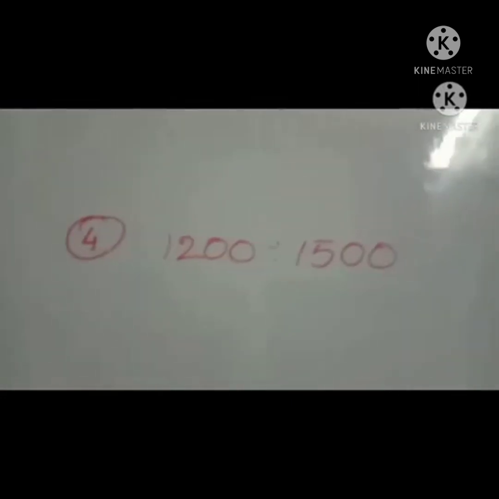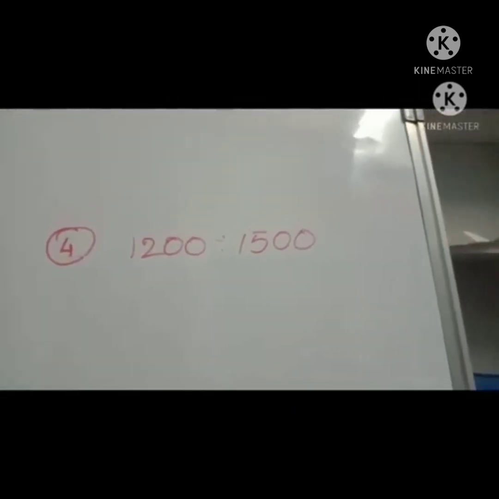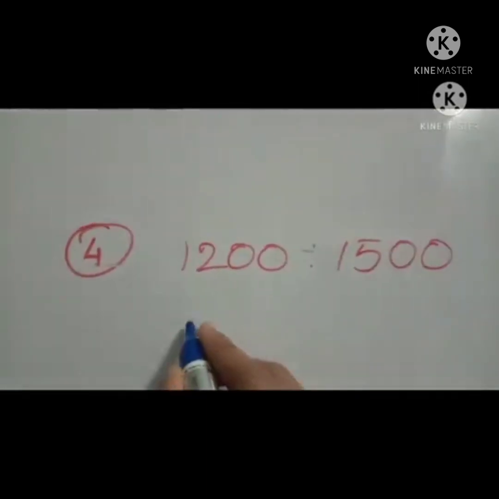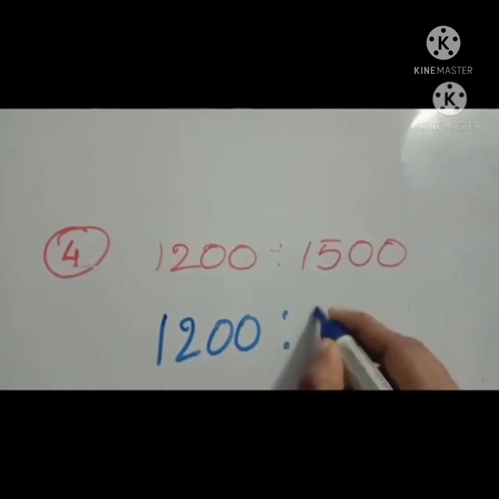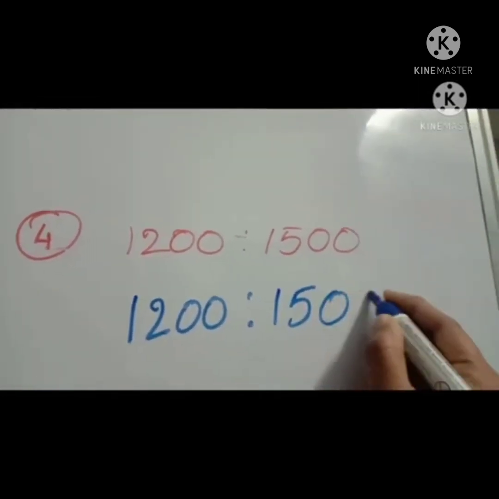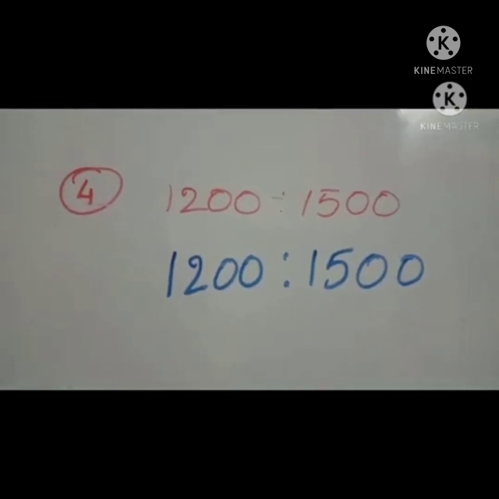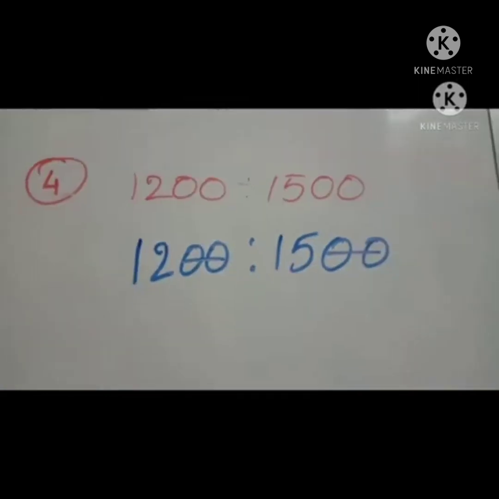And again see here the fourth sum. 1200 is to 1500. Again I am writing here the question. 1200 is to 1500. This is the question. What we have to do here means, see, these 2 zeros and these 2 zeros are cancelled.